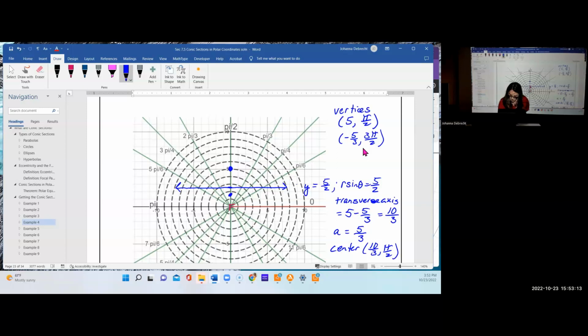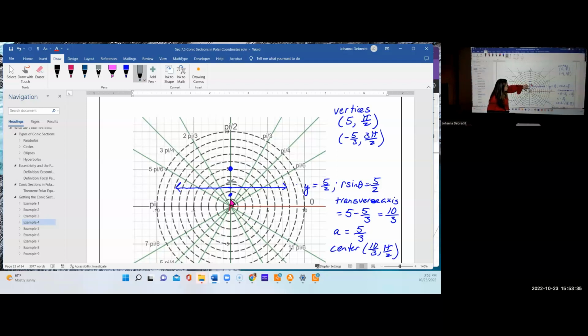So, let me change colors. 1, 2, 3 and a third. So it's right about here. All right, X marks the center. Okay, so we've got the center here. We've got the two major vertices. I know what A is. I can also locate C.